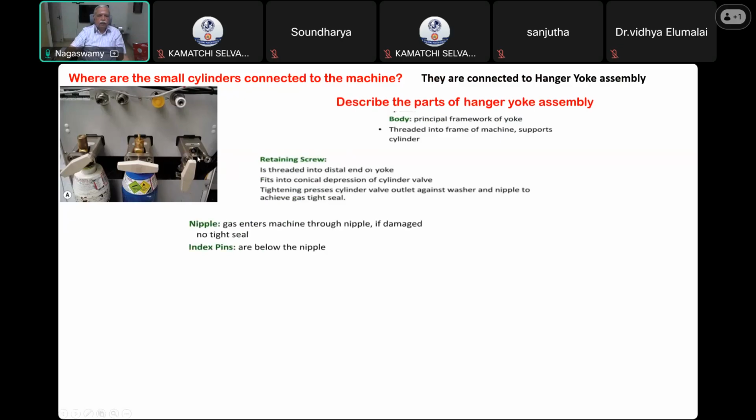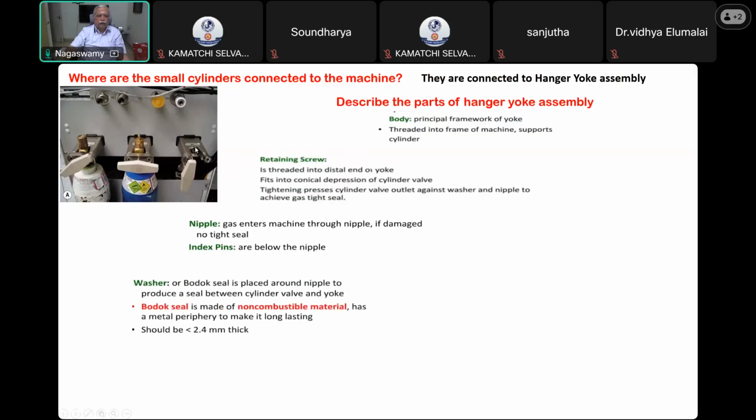Then the third portion is the nipple. This is the portion through which the gas will enter the machine. So this is the nipple, and index pins. The pin index pins are below the nipple always. Two pins will be there, and there will be a bodok seal around the nipple. So the important entry point is the nipple, covered by the bodok seal for tight gas fitting, and the pins are there.